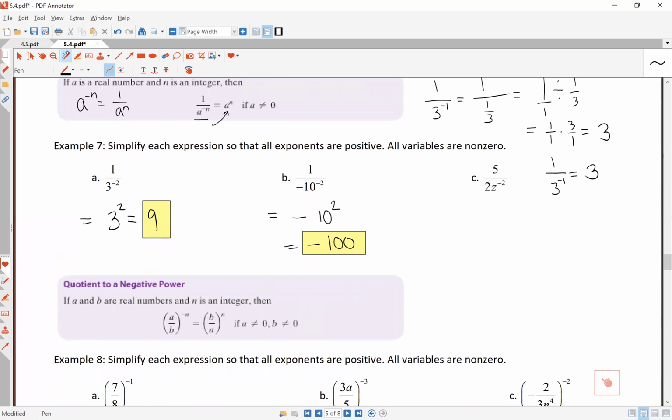Letter C. The 5 and the 2 have no exponent on them, so we leave them right where they are. But the z to the negative 2 goes to the top as a z squared.